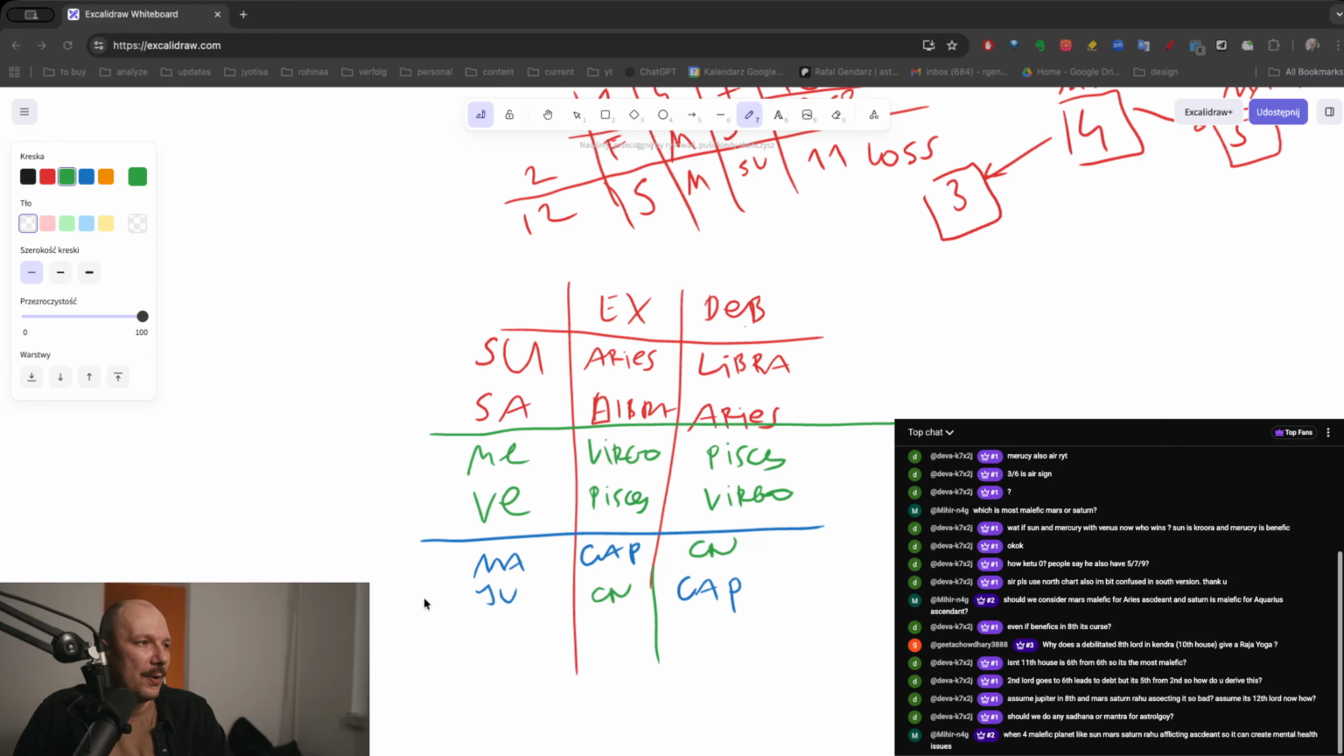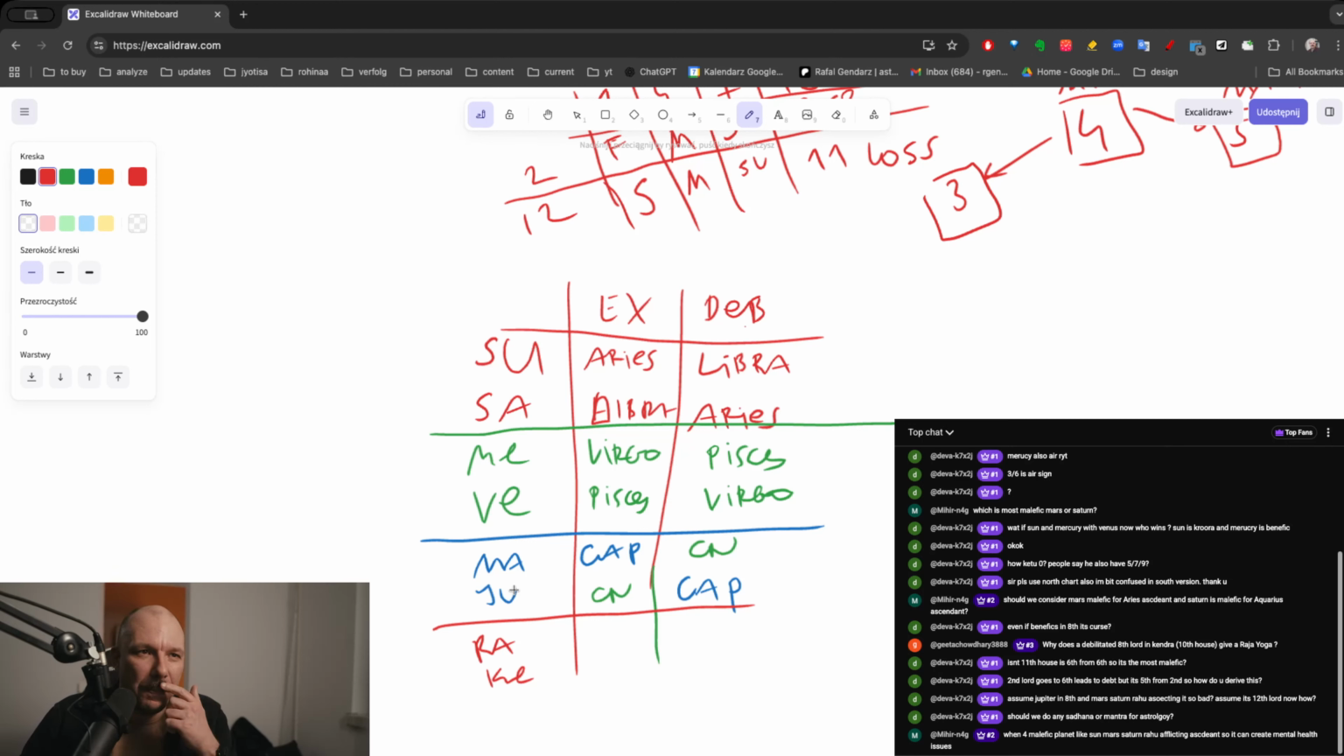All right, and then we have Rahu and Ketu. So you see, Rahu and Ketu are opposite in the same way. We always say that Rahu and Ketu are opposites, but we don't say it about Mars and Jupiter. Because in the same way, Mars and Jupiter are opposite, right? Or we don't say it about Sun and Saturn, Mercury and Venus. So Rahu gets exalted in Gemini and debilitated in Sagittarius. And Ketu is exalted in Sagittarius and debilitated in Gemini.